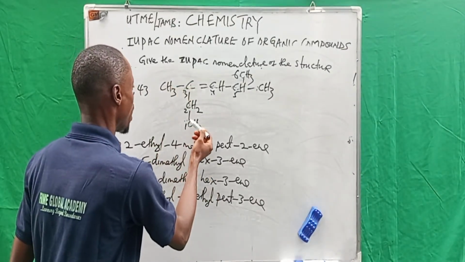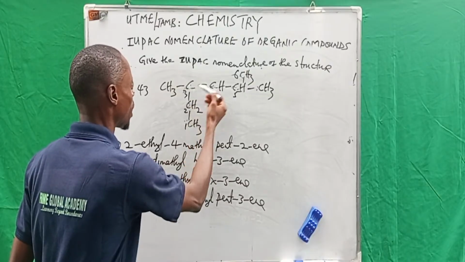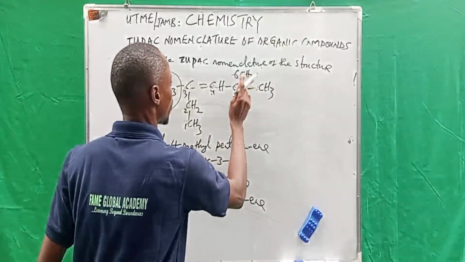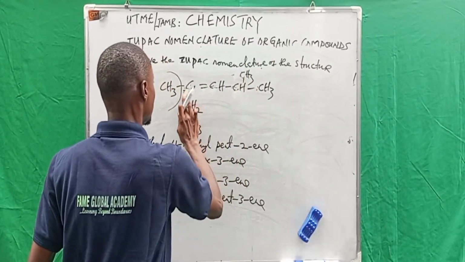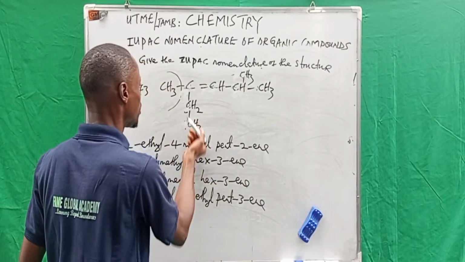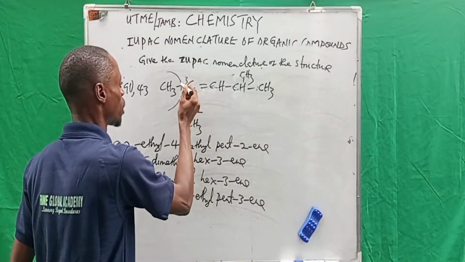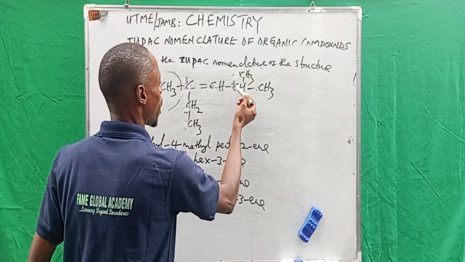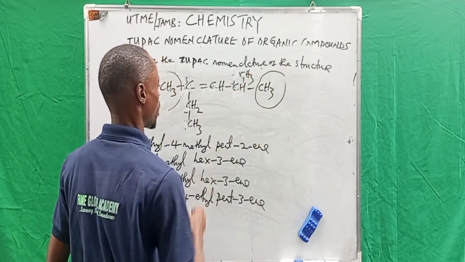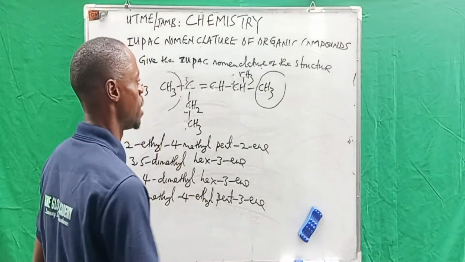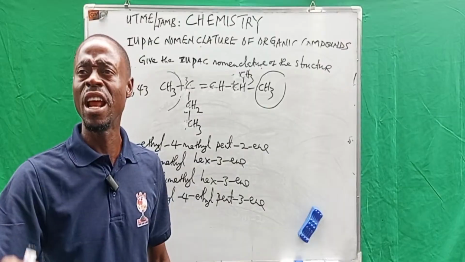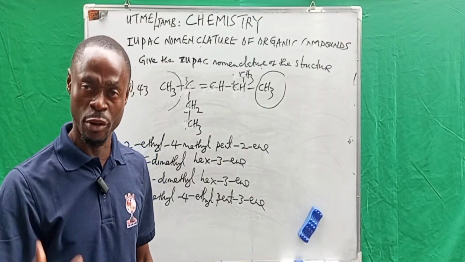Let's look at it. 1, 2, 3. If we are taking this direction, 1, 2, 3, carbon atom 3 will have our branch. But if we are taking this direction, 1, 2, carbon atom 2 will have our branch. So we must start naming from the side where the branch has the smallest possible number. Did you get what I just said?